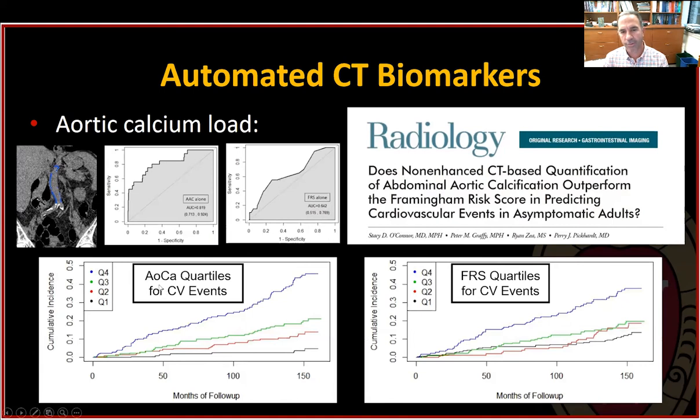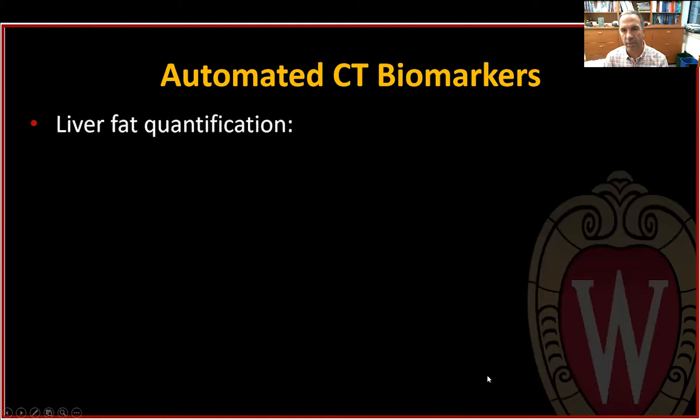Looking at aortic calcium by CT, just by splitting it up by quartile and looking over a long period of time, you can see pretty good separation between the quartiles in terms of who goes on to a cardiovascular event. Framingham risk score also has some good prediction, but you can see the quartiles aren't as well separated as they were with CT. So we knew this was going to be a good tool.